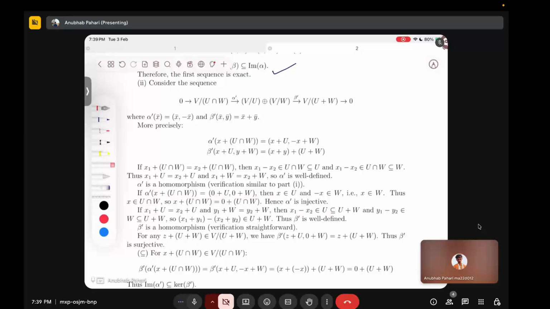This is exactly analogous to the first one, but a little complicated since it involves the mod thing. But we have already done one or two problems on the isomorphism theorems from the previous one, so we are familiar with this language.